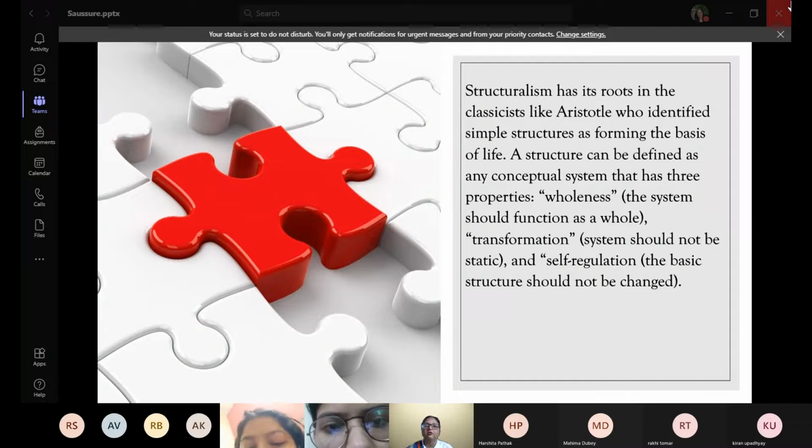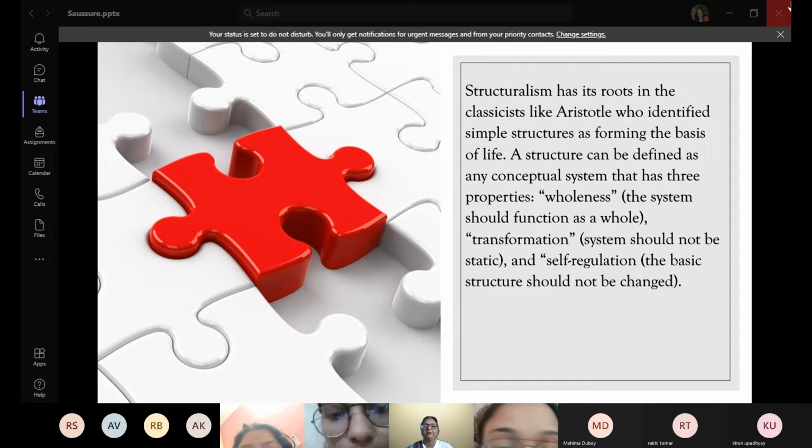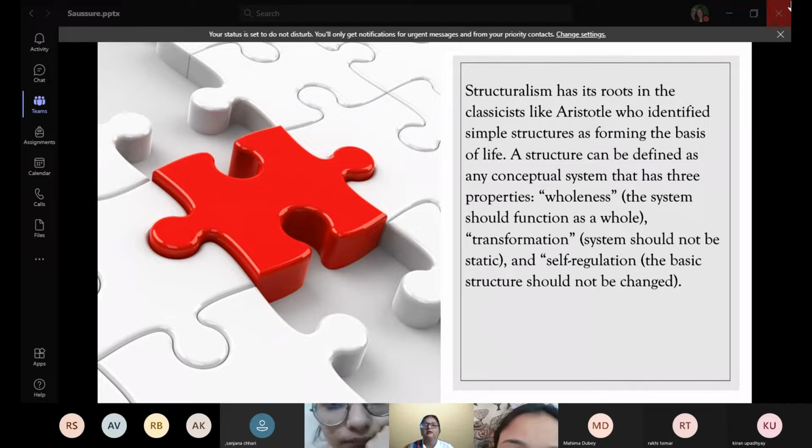So there are so many systems that are working. So everywhere you find there is a structure. Structure where all elements work in a coordinated way. So structure he defined as any conceptual system that has three properties: wholeness, that means it is complete in itself. Transformation, it changes because the elements there are living, they are dynamic, they are not static. And self-regulation, no outside force regulates that structure, it regulates itself. So the basic structure cannot be changed.